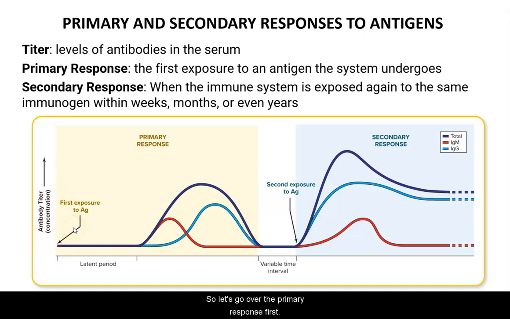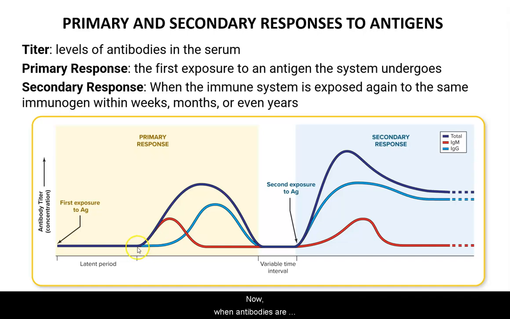So let's go over the primary response first. Here we have first exposure to the antigen. So this is the first time the B cells have ever seen this antigen. Let's say it's from a microbe. And so they are getting activated. They are differentiating into memory cells and into a bunch of plasma cells. And those plasma cells are making their antibodies. This takes time, and the time it takes is called the latent period. So in this interval of time here, no antibodies have been released yet because they're still being made.